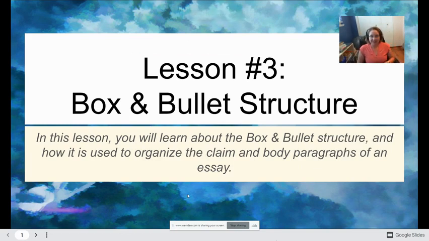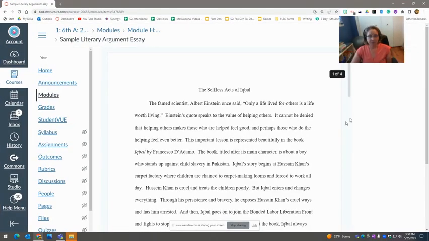If you have not yet done lessons 1 and 2, you need to go back to lessons 1 and 2 in order to know what you're doing in lesson 3. So, today we want to use our claim and our evidence that we found in our short story, and we want to use it to write some bullets to make a box and bullet structure to then use to create our essay. So just a little review.